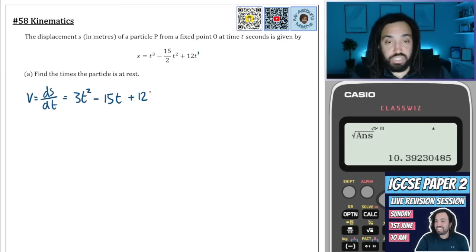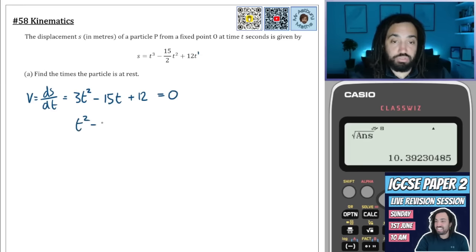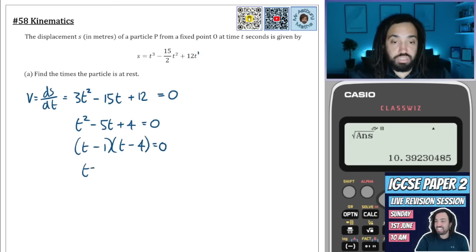Okay, so we've differentiated, and we want to find the times it's at rest, which means the velocity is 0. We can divide this quadratic through by 3, like so, and then we can factorize it to get t minus 1, t minus 4 is equal to 0. So t is equal to 1 and t is equal to 4. Perfect. So not too many dramas there.